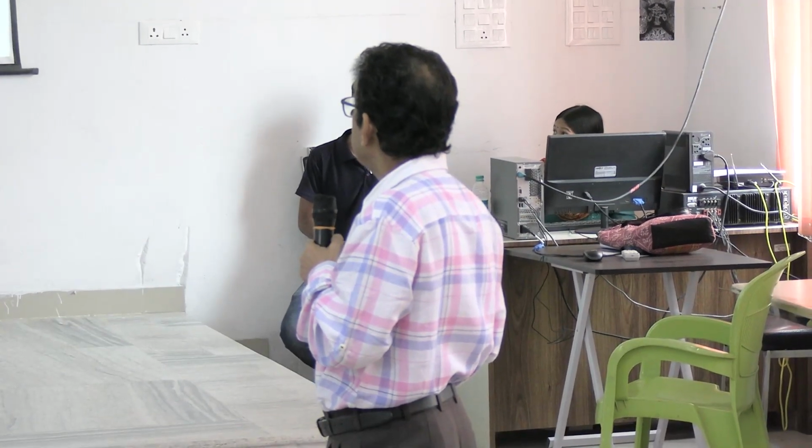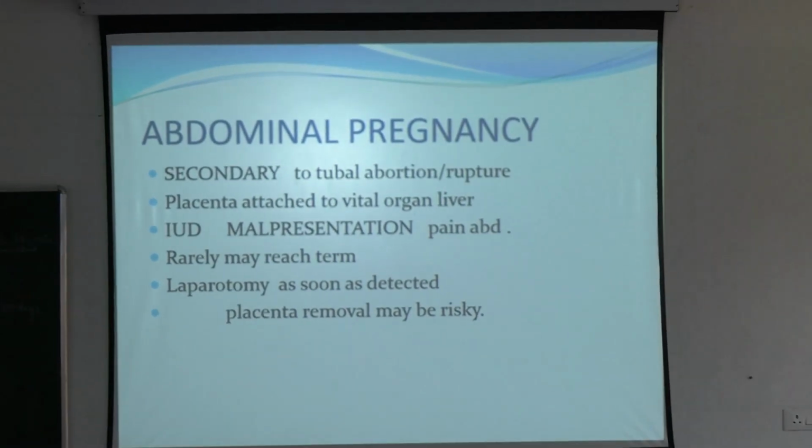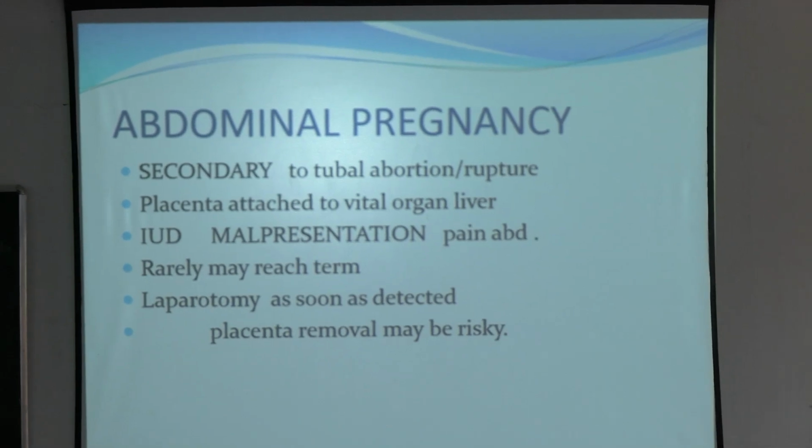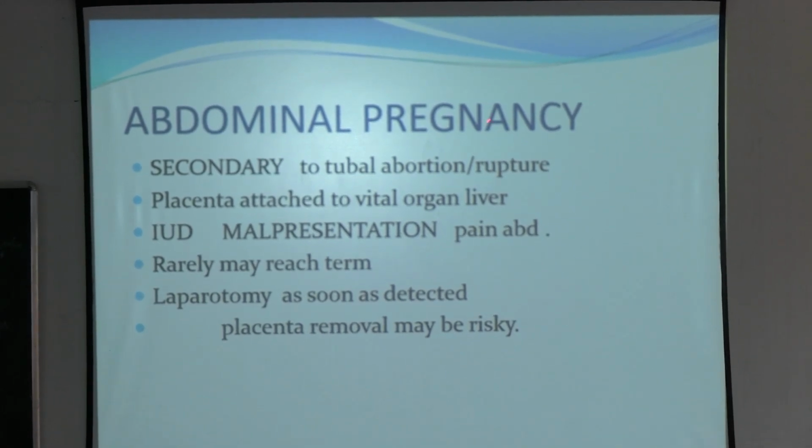And so abdominal pregnancy, a few words. This is secondary to tubal abortion or tubal rupture. If the conceptus or embryo is live, it can rarely reach term, usually presenting with IUD and malpresentation. Rarely may reach term.